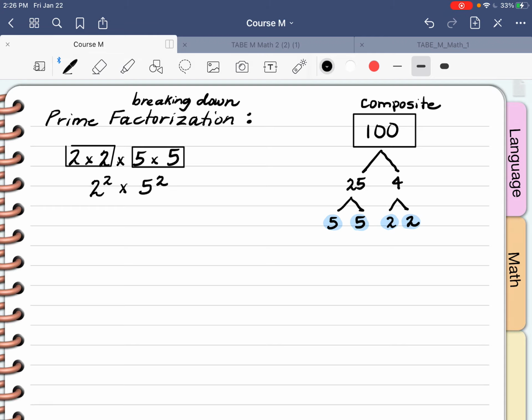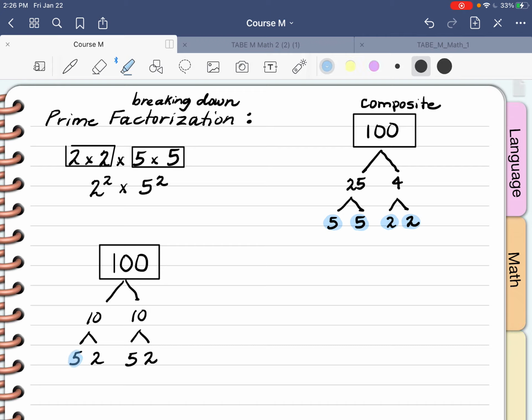Let's factor this 100 using a different set of factors. Let's use the 10 and 10. So for 100, again, that's my composite. We're going to break that down using 10 times 10. 10 would be a product of 5 and 2. 10 would be a product of 5 and 2. And there again, you have that same set of numbers.